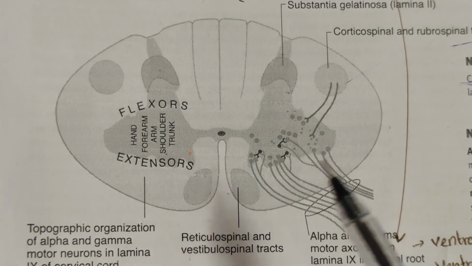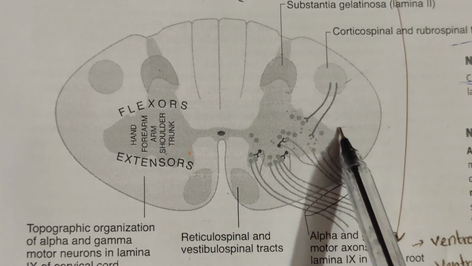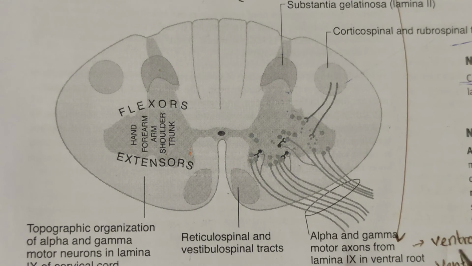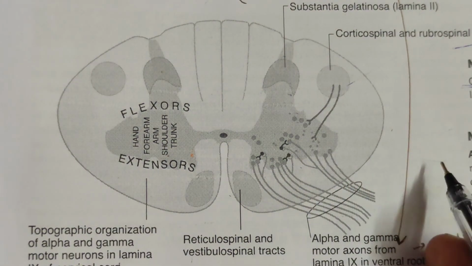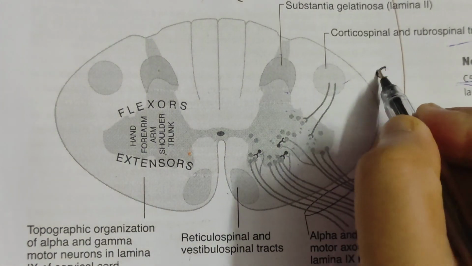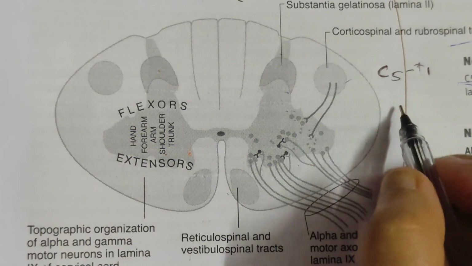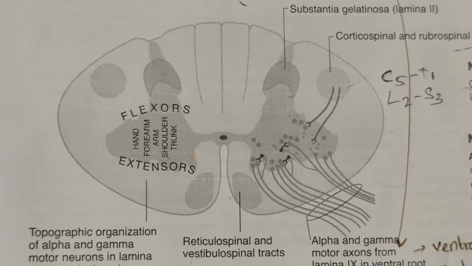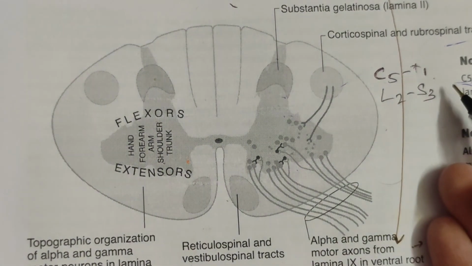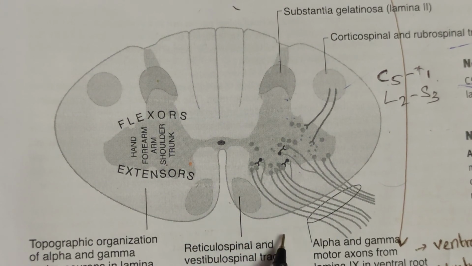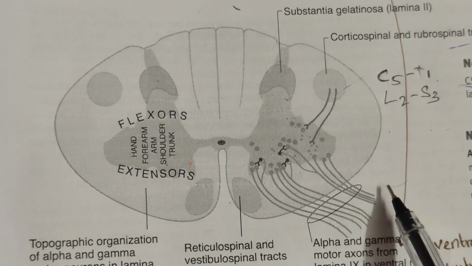In this picture we can see the large ventral horn. Why is it large? Because large ventral horns are present in regions where there is more innervation, like the limbs. We can see the large ventral horns in the brachial plexus and also in the lumbosacral plexus, that is, from C5 to T1 and L2 to S3. C5 to T1 is the brachial plexus, and L2 to S3 is the lumbosacral plexus. These can be classified into two types, alpha motor neurons and gamma motor neurons.